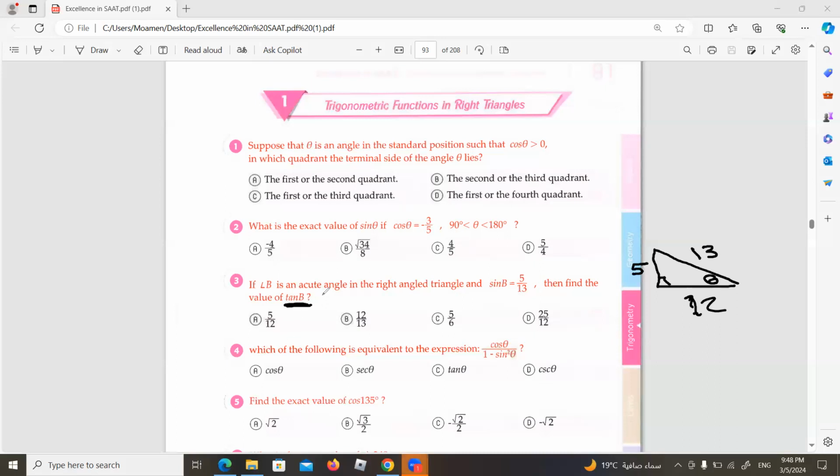Pay attention about one of the most important remarks when we read the problem. Angle B is an acute angle. Acute angle means in the first quad. So all are positive. We don't care about a negative sign, all are positive. Okay, Mister, find the value of tan B. Tan equals what? I name it by theta, it's theta B, there is no problem. Tan is opposite over adjacent. Opposite over adjacent means 5 over 12. It's very easy.